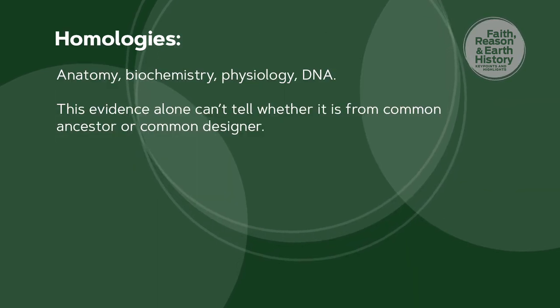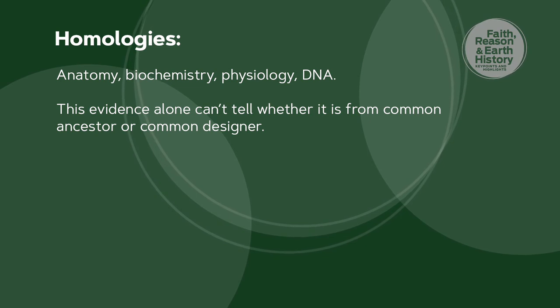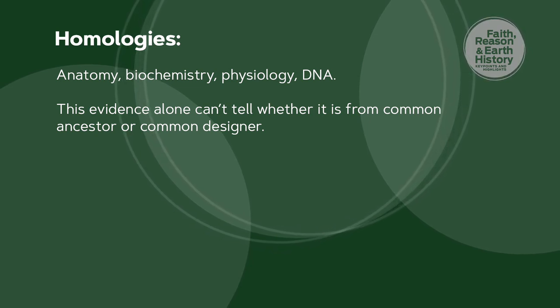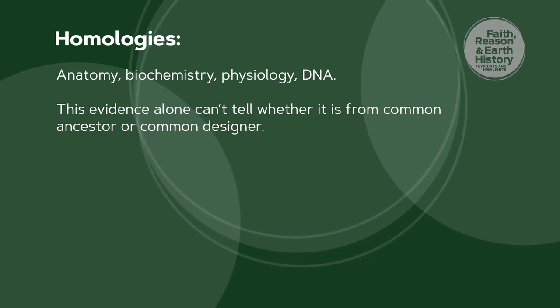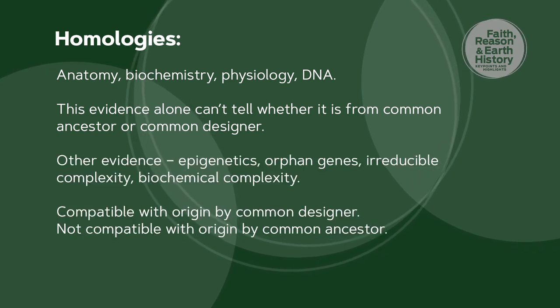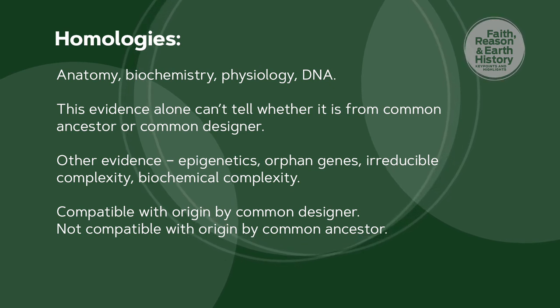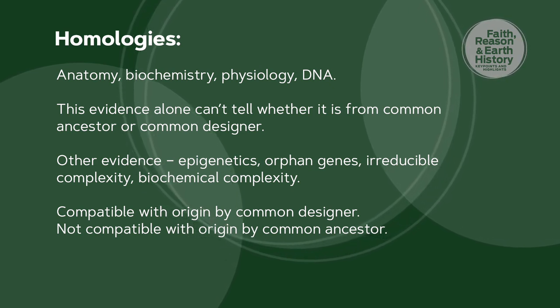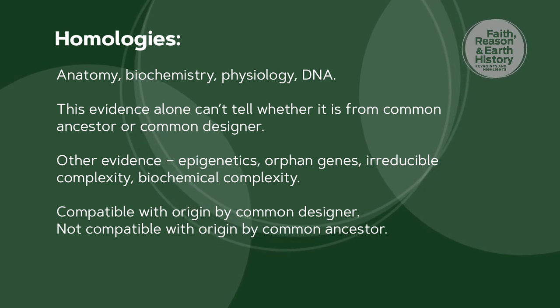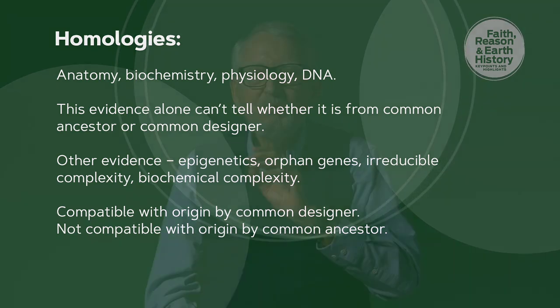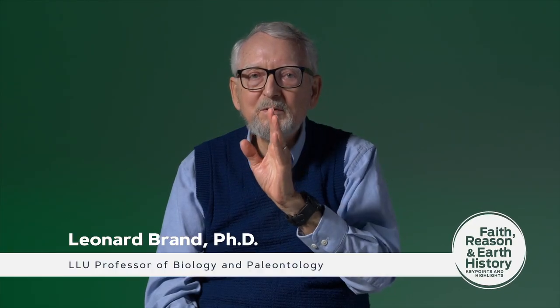Homologies can be in anatomy, biochemistry, physiology, or DNA, or other things. But really, this evidence alone can't tell whether it's from a common ancestor or a common designer. To answer our question about origin, we have to look at all the evidence together, including epigenetics, orphan genes, irreducible complexity, biochemical complexity, and many other things. When we do this, we see that the evidence is all compatible with a common creator, common designer, but is not compatible with origin by evolution from a common ancestor.